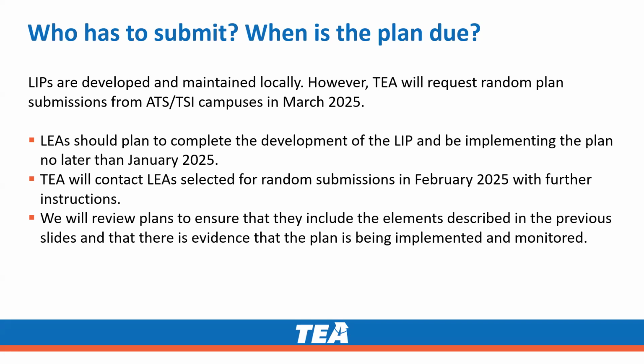Well, really, the district and campus should be planning as soon as possible and getting these plans in place so that they can start implementing these plans as soon as possible. But you should plan to complete the development of your plan and really be implementing that plan no later than January of 2025. In February of 25, we will reach out to districts that are selected for these random submissions with further instructions, just how to submit that plan, where to submit it. And then we will review those plans to ensure that they include the elements that were described in these slides. And then we'll be looking for some evidence that the plan is already being implemented and monitored.